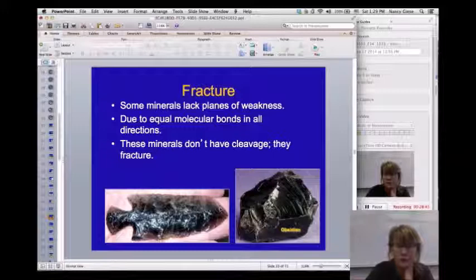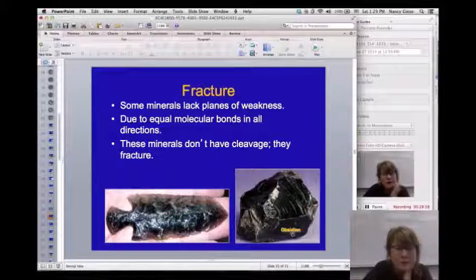It fractures randomly. And I'm going to say that these photographs are really bad examples when we're talking about minerals, because these are not minerals. This is a rock that is not made up of minerals. It's obsidian, which is actually volcanic glass. And glass is not a mineral. It is a solid, it is inorganic, it is naturally occurring, and it does have a specific chemical composition, but it does not have a crystalline structure. So it does not fall under the category of a mineral.